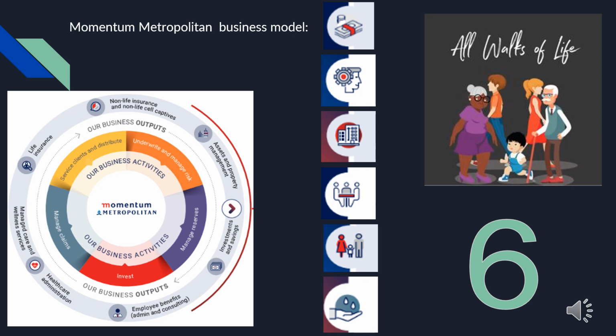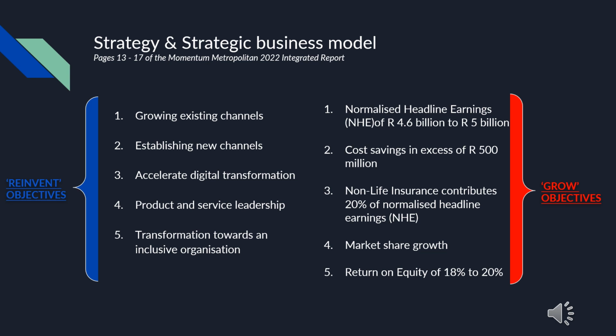Momentum Metropolitan prides themselves in their value-creating business model. Their business model can be found on pages 21 and 22 of the 2022 integrated report. With regards to the strategy focus areas, the company has laid out 10 strategy objectives on pages 13 to 17. The company has split these objectives into 2 groups, namely the Reinvent objectives and the Grow objectives. The Reinvent objectives focus mainly on existing structures that need change, whereas Grow objectives focus on financial results.